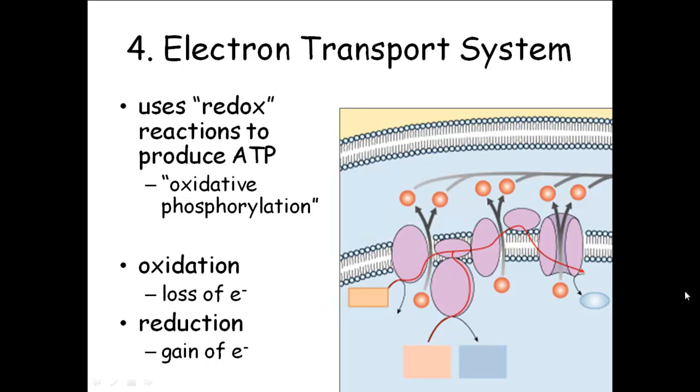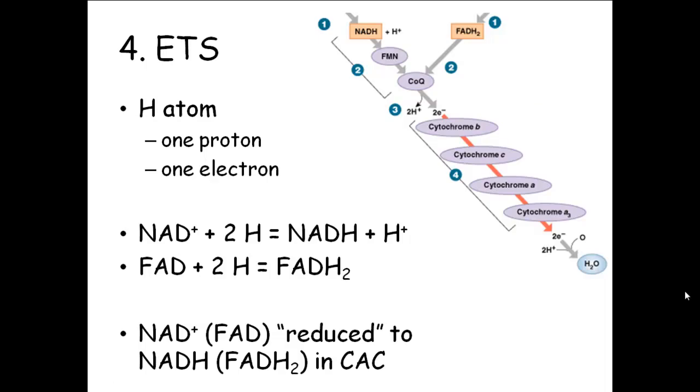In a cell, you always have to have these two things together. You can't have free electrons bouncing around. Electrons bouncing around in your cell is not good. That's why we have electron carriers. And so what happens when we take glucose and convert it to pyruvate, we make two NADHs. We take electrons off of glucose and put them on NAD to get NADH.